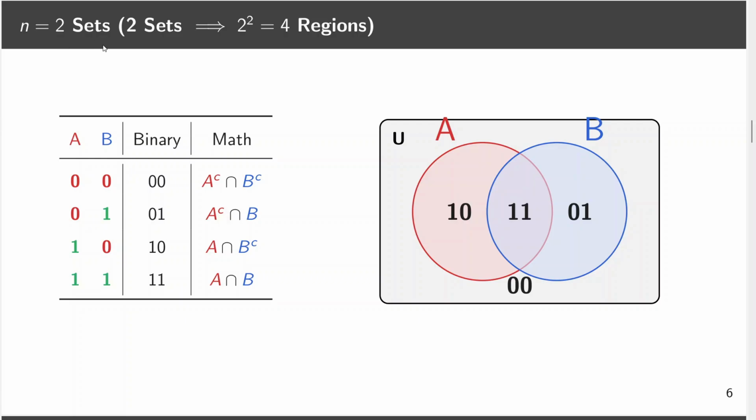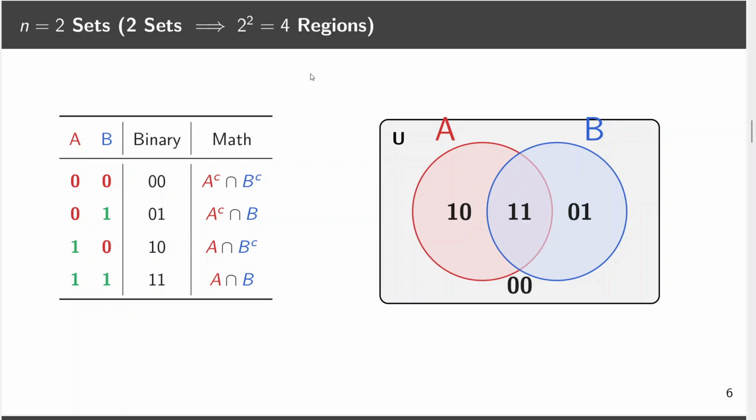And as we do, I want you to notice how everything we already learned carries forward perfectly. The logic is exactly the same. We're just asking one more question. 2 sets, so n equals 2. And 2 to the power of 2 gives us 4 regions. 4 distinct areas, each representing a unique combination of membership answers.